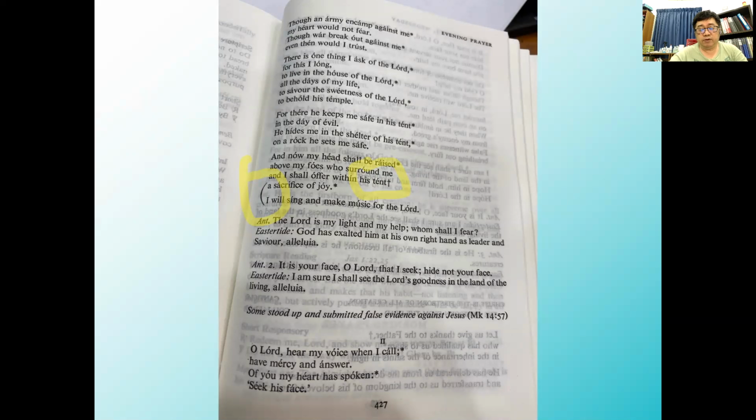If we use an example of a 2-line chant, la la la la la la la la, for "that he keeps me safe in his tent. In the day of evil, he hides me in the shelter of his tent. On a rock he sets me safe." So you notice that the example which I gave you uses a 2-line chant. First tone for the first line, second tone for the second line, first tone for the third line, and second tone for the fourth line.